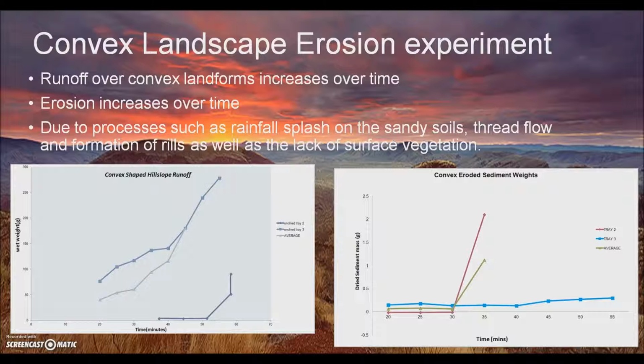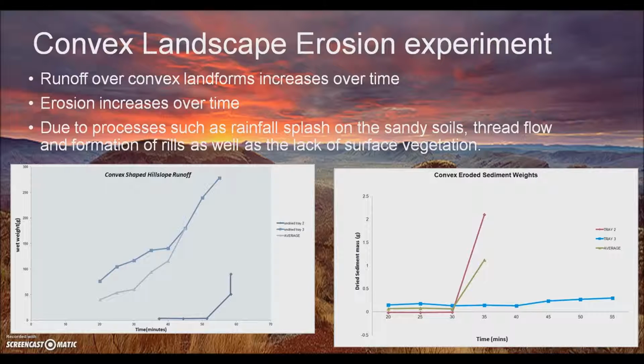For the convex landscape erosion experiment, the results ultimately revealed that on a mounded surface, bounded by slopes of some kind, runoff as well as erosion rates increased significantly over time. From these 2 graphs provided, the increase in runoff rates is displayed, as well as the increase in sediment that has been eroded over time. They both increase over time due to processes that cause erosion.